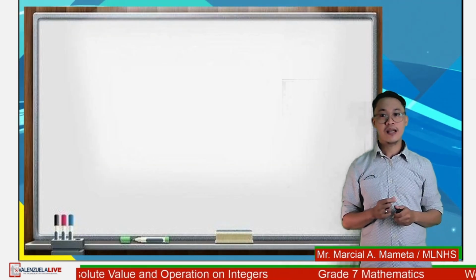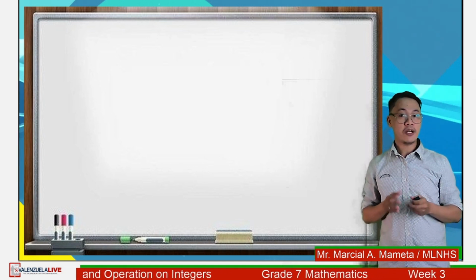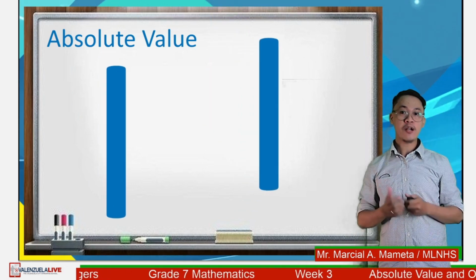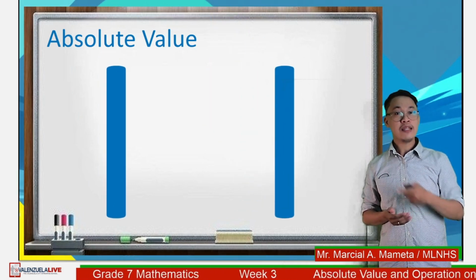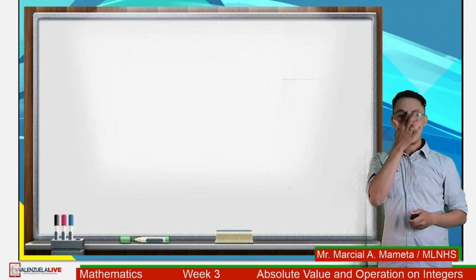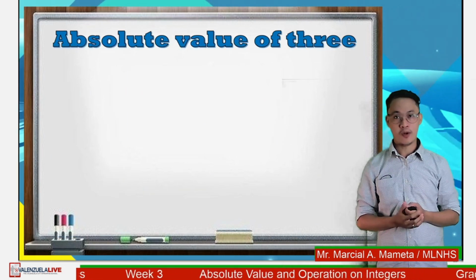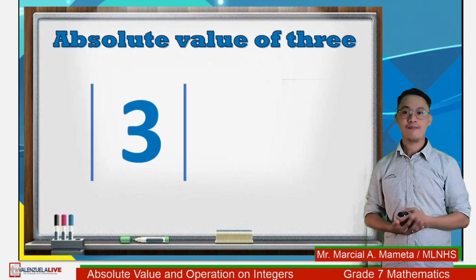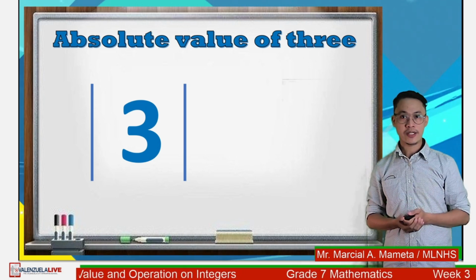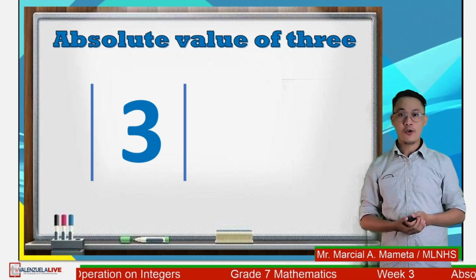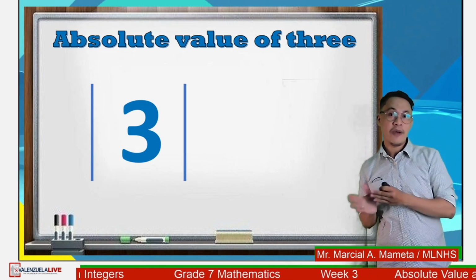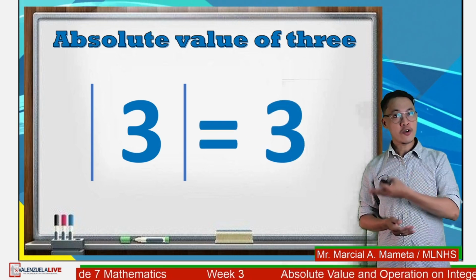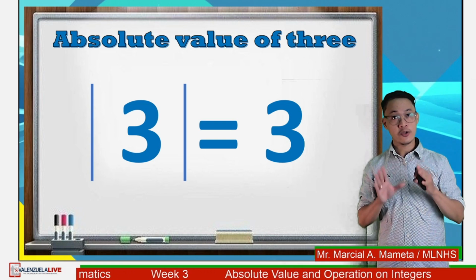In mathematics, distances from the reference point refer to the absolute value. This is symbolized by 2 vertical bars with the input number in the middle. Let us proceed to our first example, the absolute value of 3. It is written like this. In the set of real numbers, our reference point is 0. Therefore, the absolute value of a number is its distance from 0. We can conclude that the answer is also equal to 3.